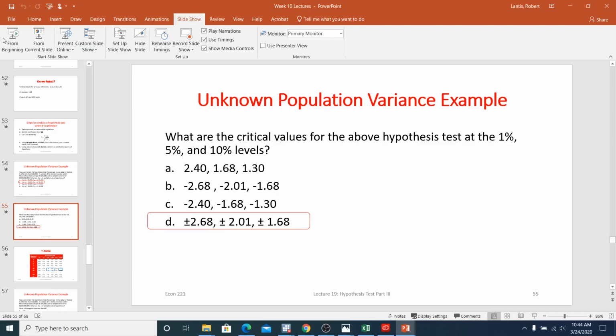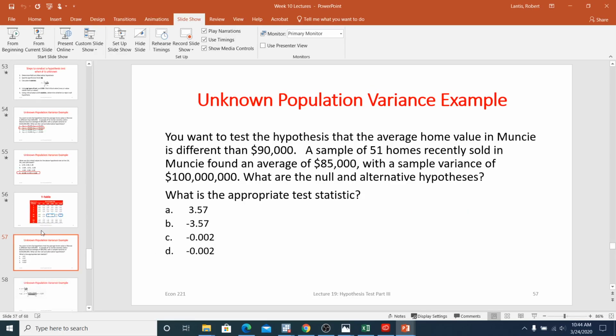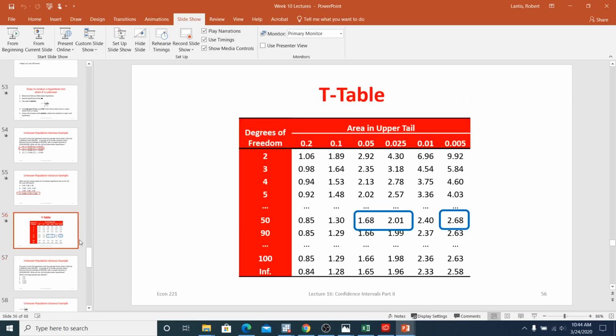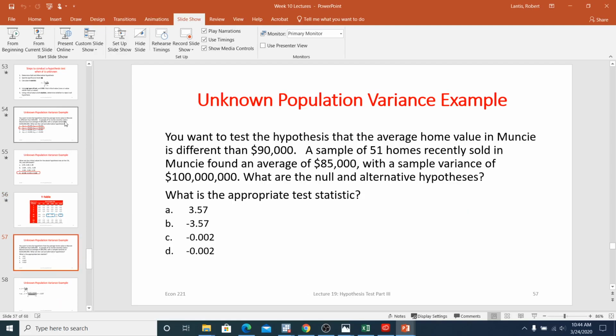So those are my three critical values, and there's a reminder on this slide of how we find those, but I walked through the actual table just now so that we can see that. The next step is I know my critical values. I would plot those critical values, and then plot my test statistic against those. But before I plot them, let's figure out what my test statistic is.